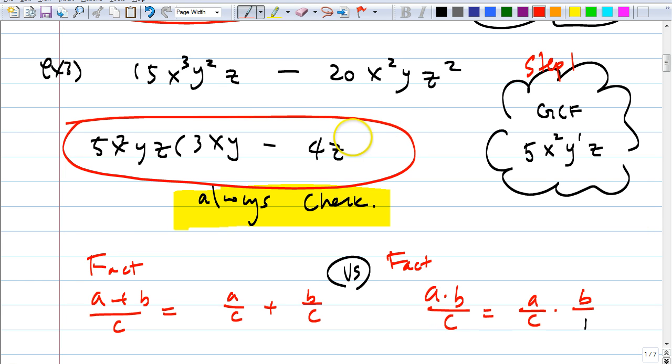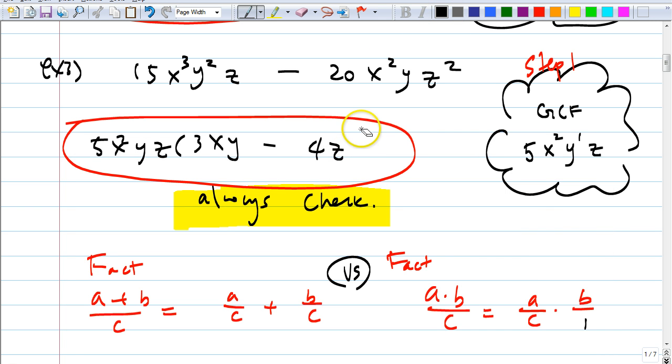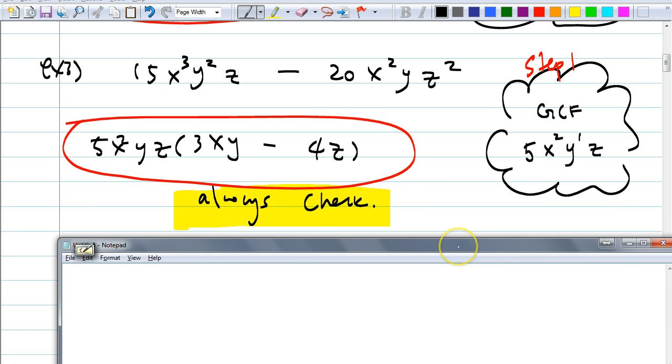And do you think it's always a good idea to check and see if you have the right answer? Yeah, always check, right? Are we good with these? So always check and see if you have the right answer. Distribute that GCF and see if you get the original expression, right? That would help you. Any question?